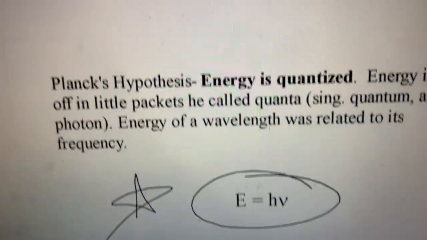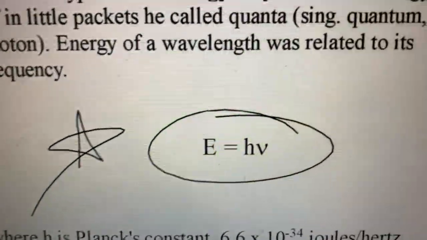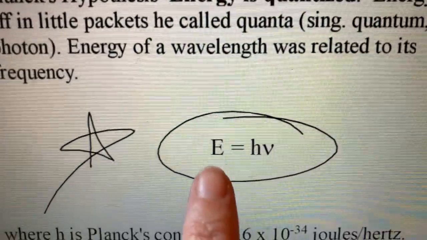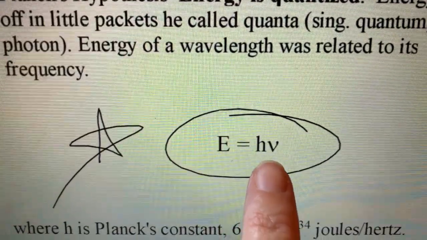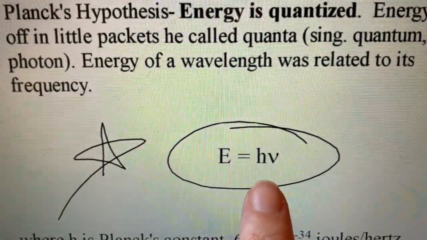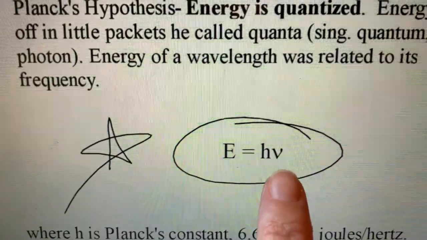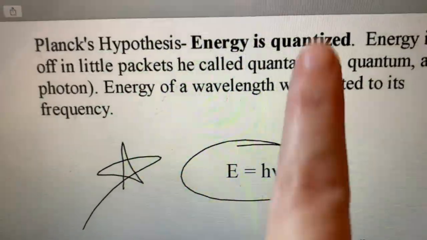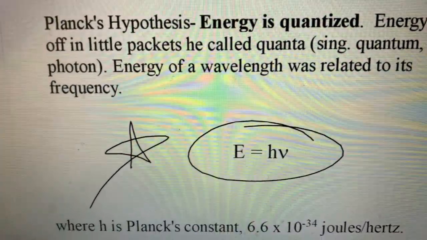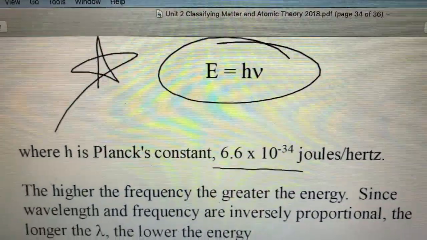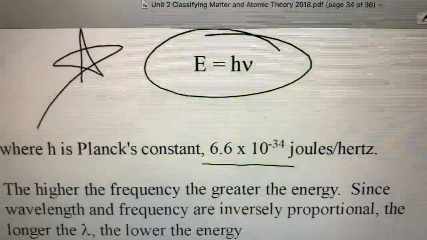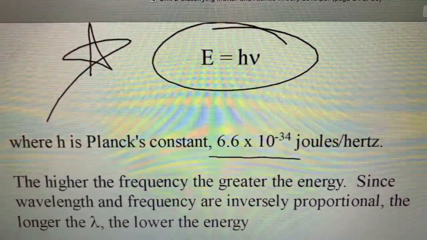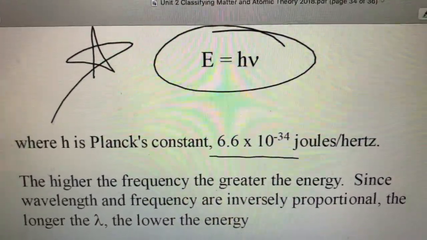So this is our second big equation for today. It's known as Planck's equation. E is for energy. H is what's known as Planck's constant, always going to be given to you. You never want to memorize that. And then there's our nu, there's our frequency. So this just shows as frequency goes up, my energy is going to go up. Planck's constant is 6.6 times 10 to the negative 34th joules per hertz. Not a number to worry about memorizing.